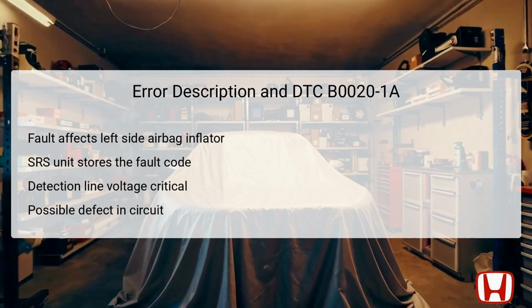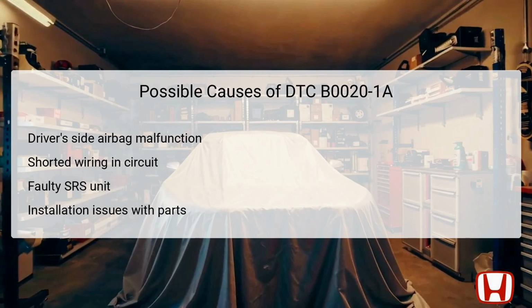Located on the driver's side of the vehicle, the inflator is connected to the SRS unit through a dedicated circuitry. The SRS unit's role is to monitor the conditions and determine whether the airbag should deploy based on crash conditions. Thus, it crucially depends on adequate voltage through the detection line. When this voltage drops below an acceptable level, it signals the SRS unit of a malfunction, necessitating the generation of DTC B0020-1A.